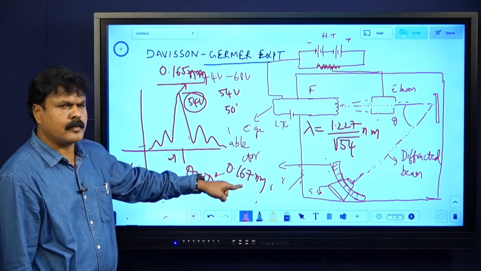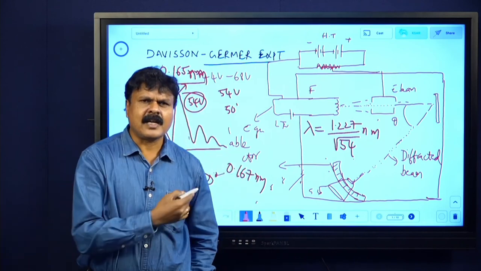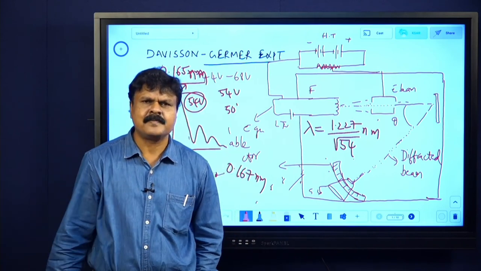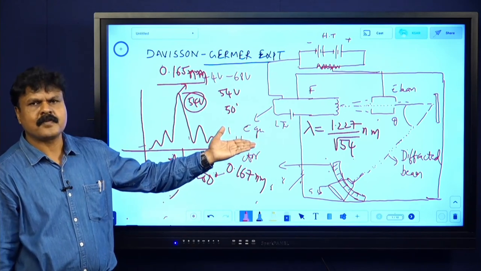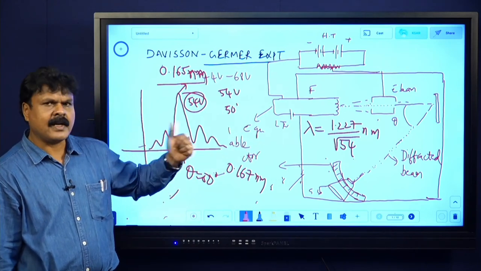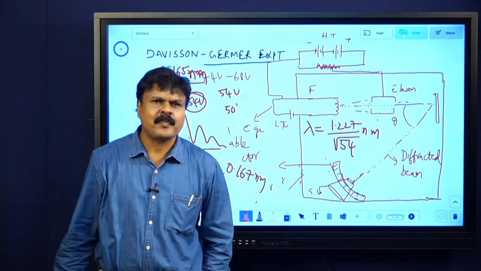This is the theoretical value. Experimental value 0.165. Isn't that well in agreement? Very near, very near. So this is the proof. I hope you're getting it. Experimentally, what they got, theoretically, what they got. You know, one thing you try to recall.